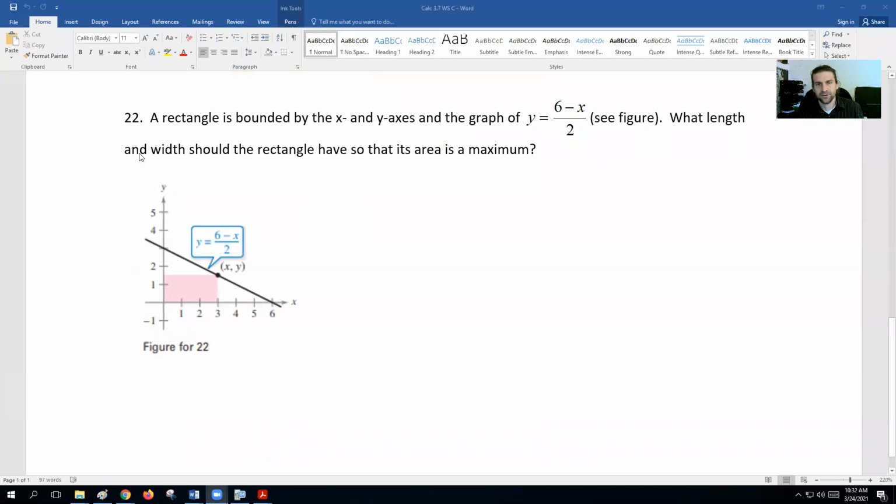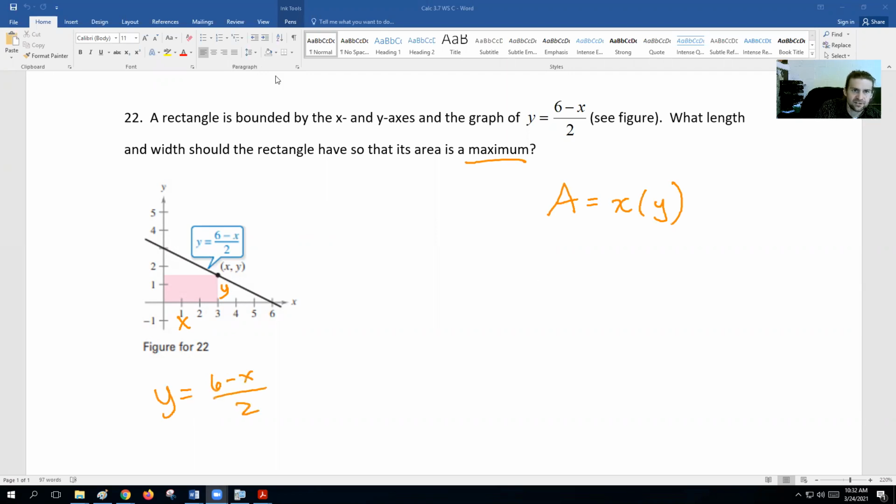All right, last problem. This one's easier. We have a rectangle that's bounded. Now, our rectangle has an x location and then the y up here. So if we want to find the maximum area, we want to do area equals x times y. The nice thing is that this constraint here has to be along this line, and we already have the y by itself. So all we need to do for this last problem is plug in that equation.